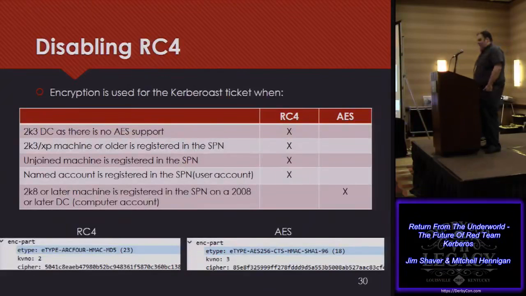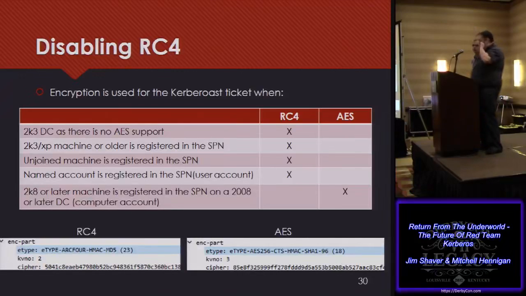Okay? By default, if you just set up a blank AD environment, this is when you see RC4 tickets being minted and when you see AES tickets being minted. Okay? So the first is if you're in a 2003 domain. Well, 2003 domain controllers can't support AES. The crypto was not introduced, so that makes sense.